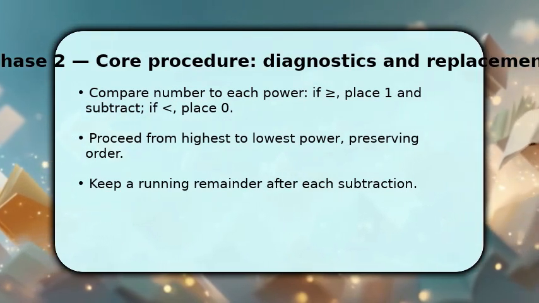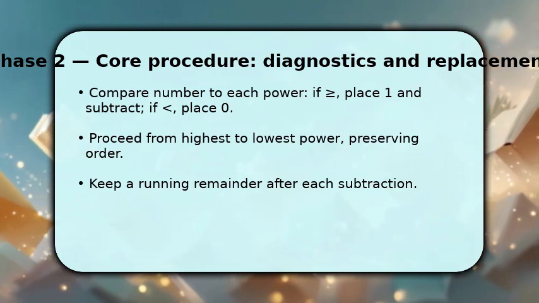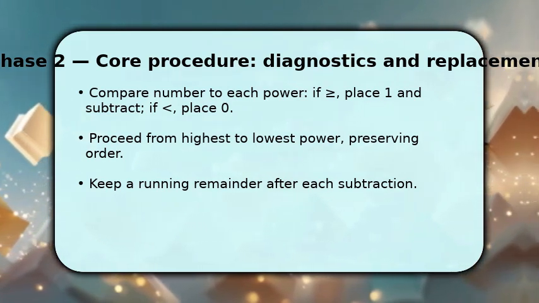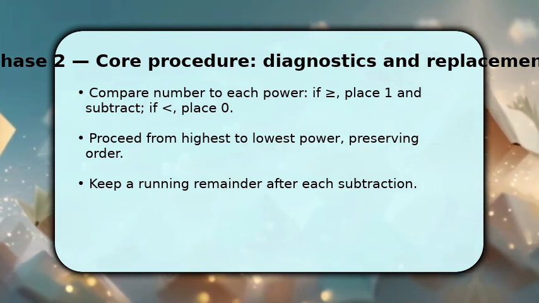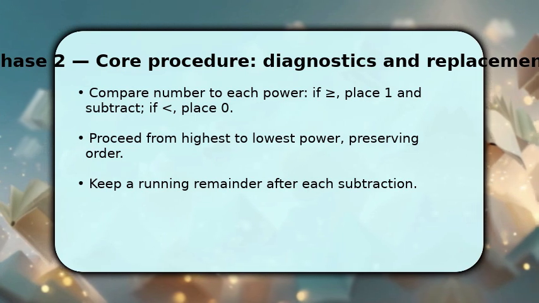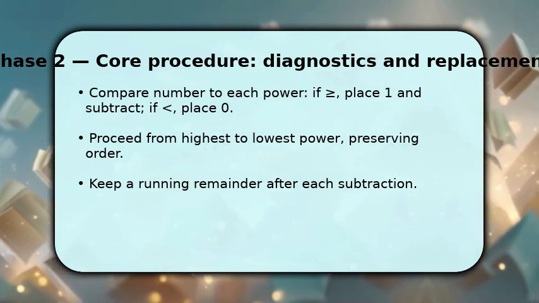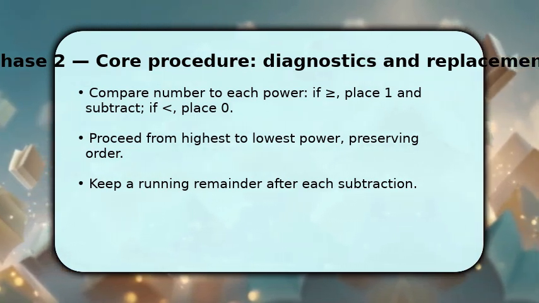Compare the current remainder to each power of 2. If the remainder is greater than or equal to the power, write a 1 and subtract that power. If it is smaller, write a 0 and move on. Once done with one power, carry the new remainder forward. This is critical because each decision determines the next bit.